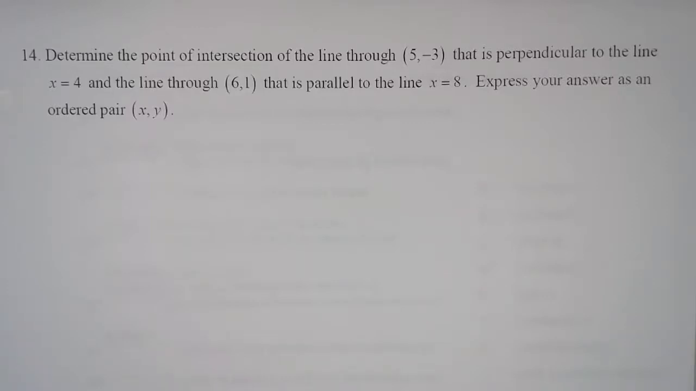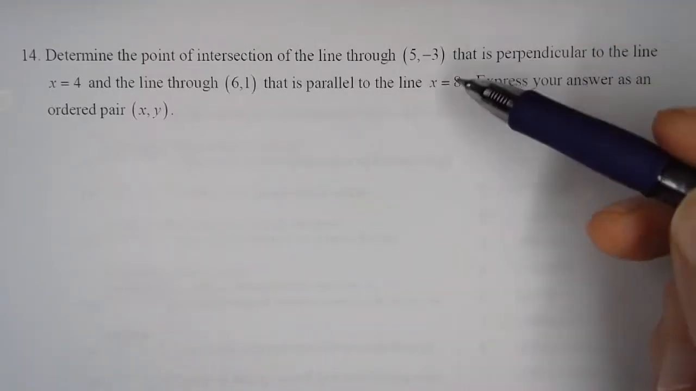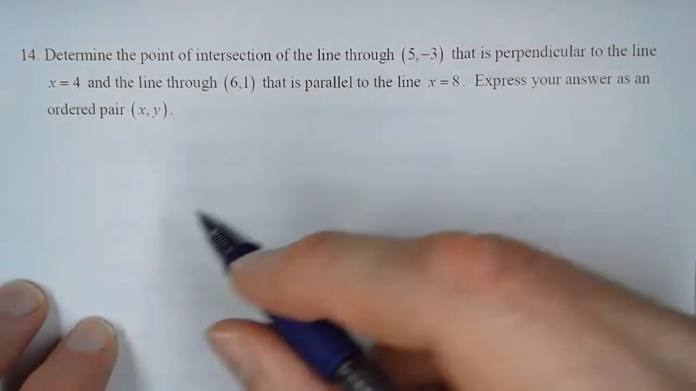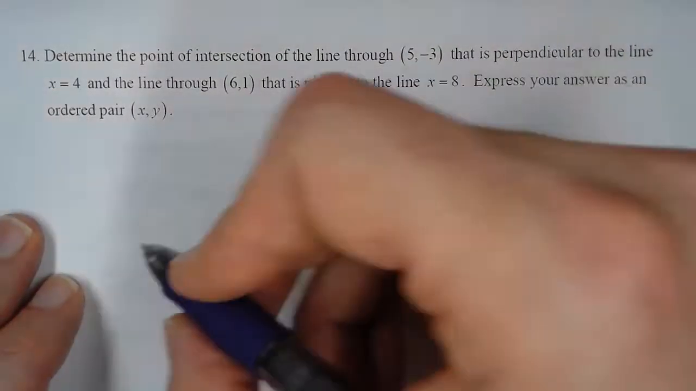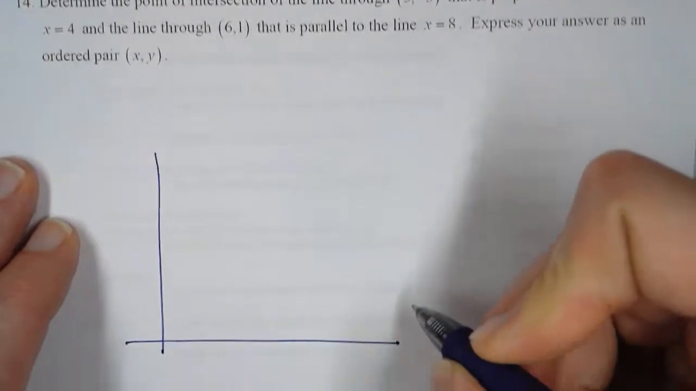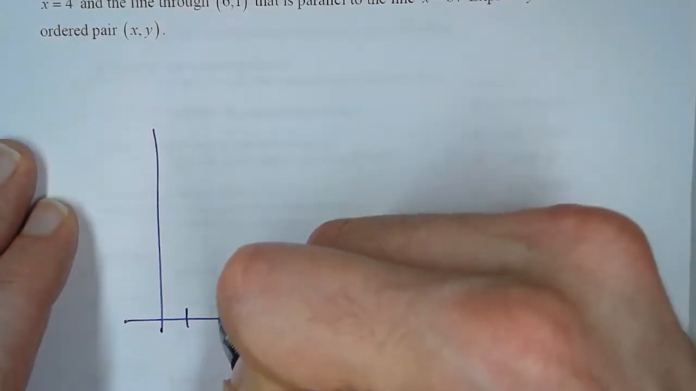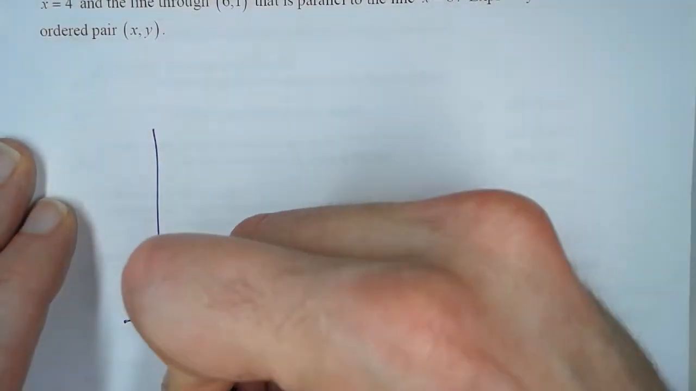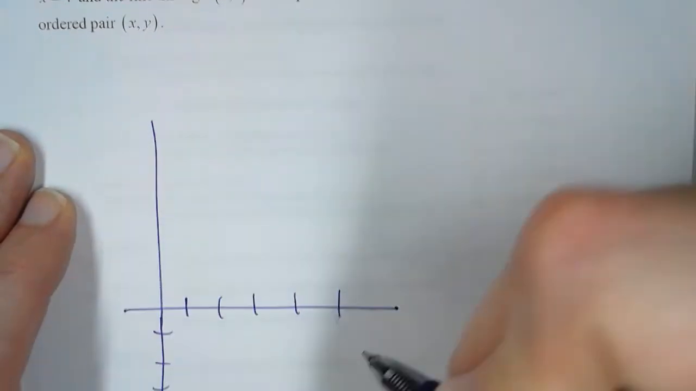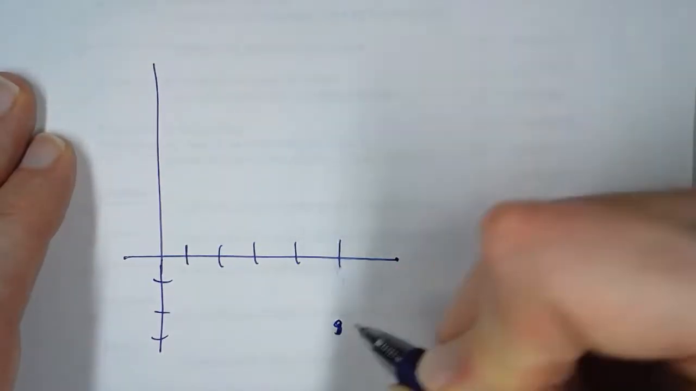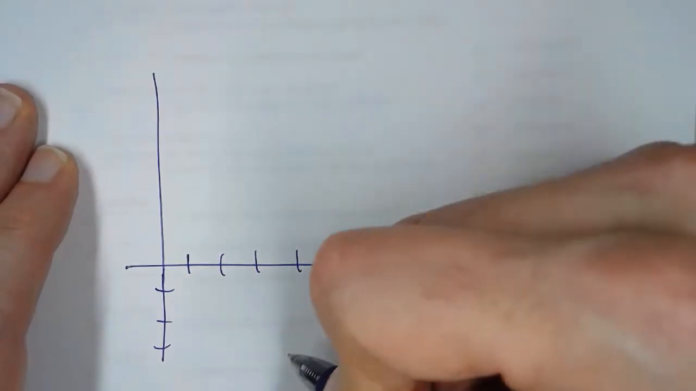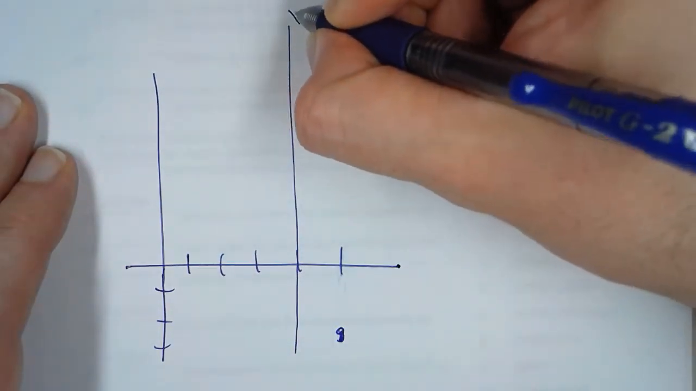In this problem, it says determine the point of intersection of the line that passes through (5, -3) that is perpendicular to the line x equals 4. So if we graph this, 3, 4, 5, 1, 2, 3. So here is our point, (5, -3). Now the line x equals 4 is right here.